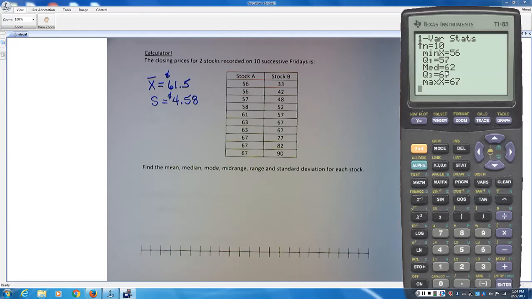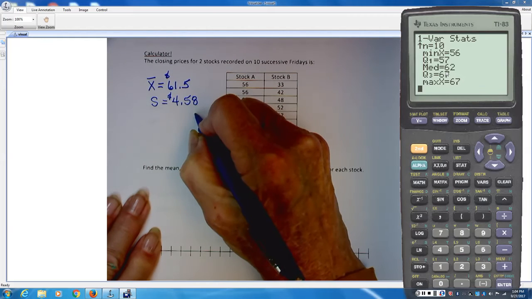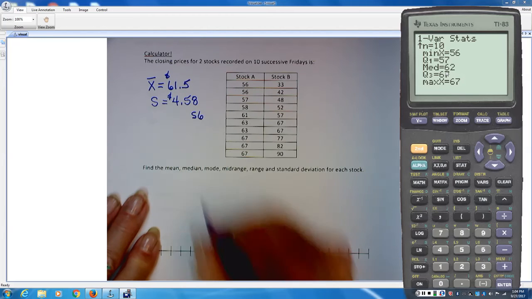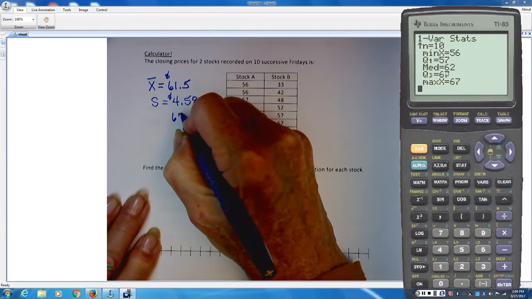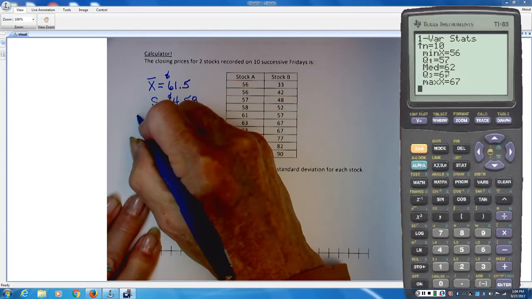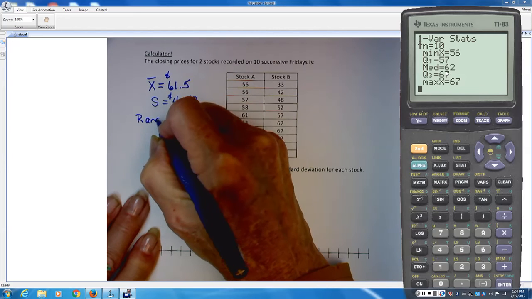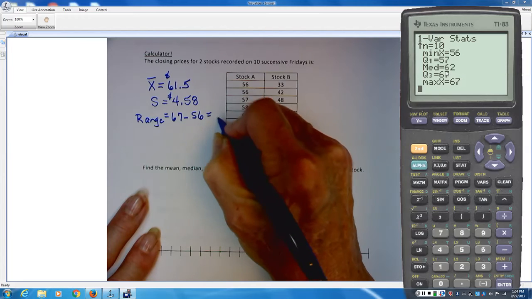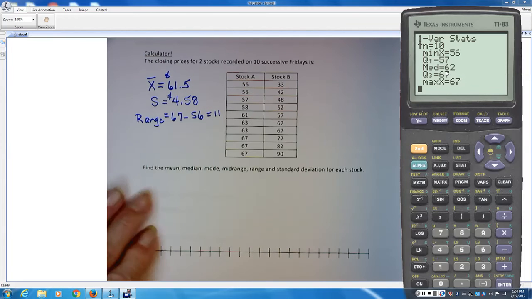We're going to go down arrow, and we're going to look at the minimum value of the stock, which was $56, and the maximum value of the stock was $67. So that tells us that the range is $67 minus $56. So the range is $11. Okay?